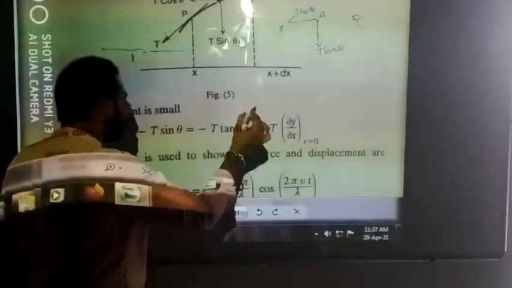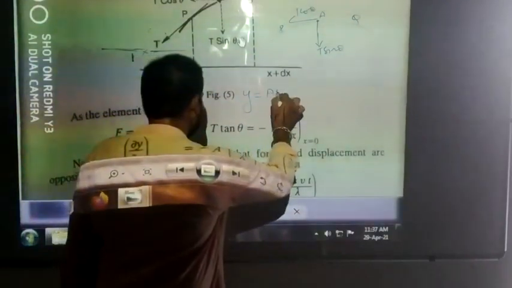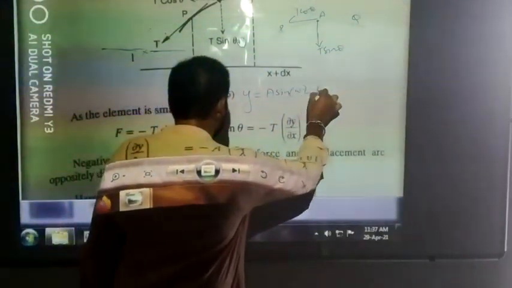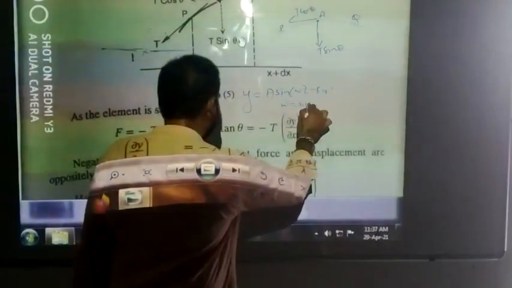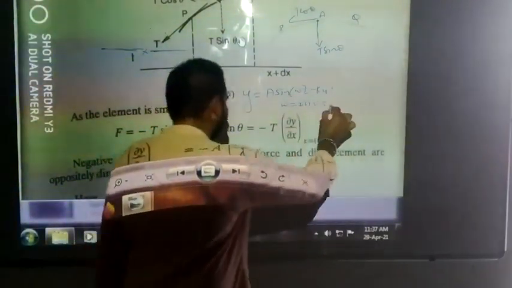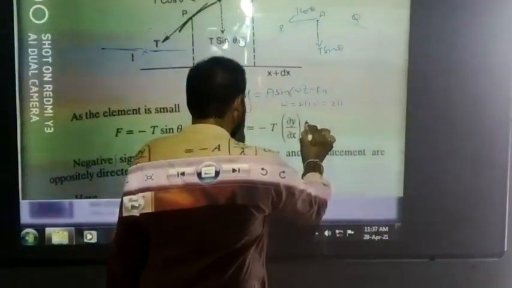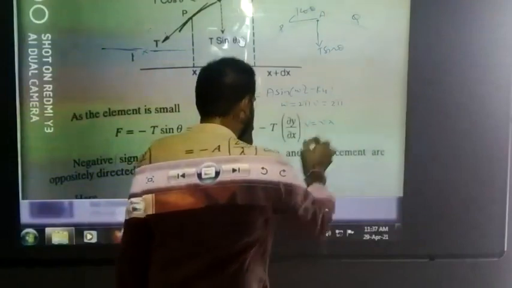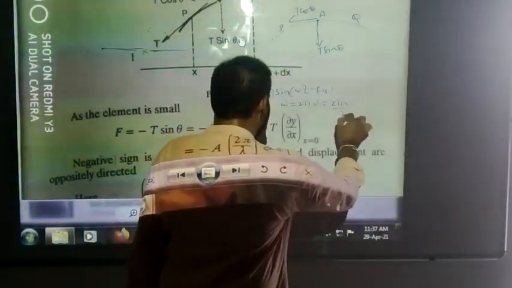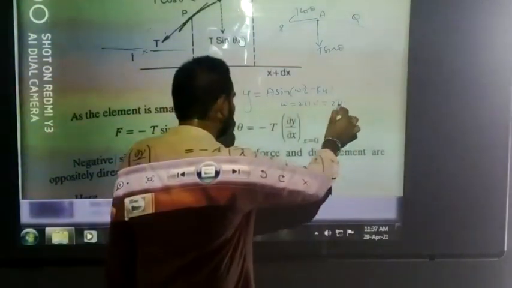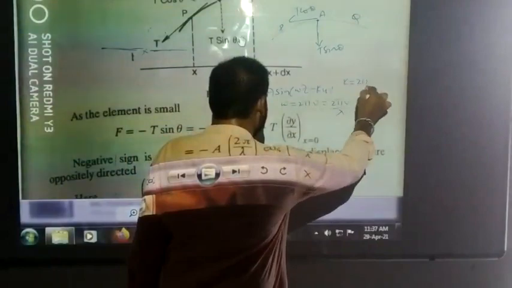The solution of the transverse wave for a sine wave we can consider as y = a sin(ωt − kx). But what about ω here? ω is 2πν. Since v = νλ, ν can be written as v/λ. So ω = 2πv/λ. And k is the propagation constant, that is 2π/λ.